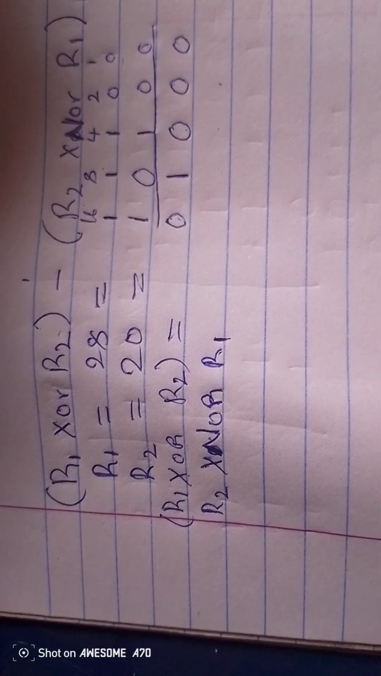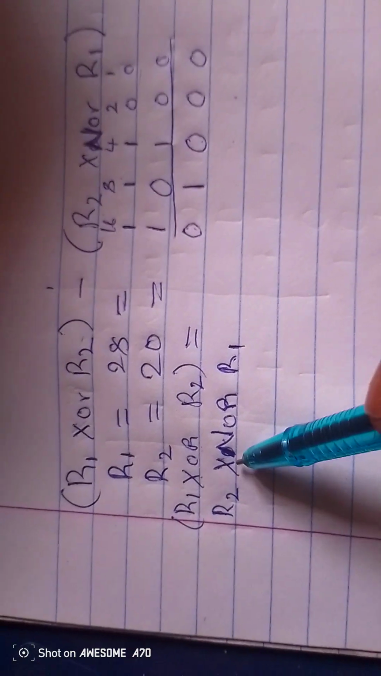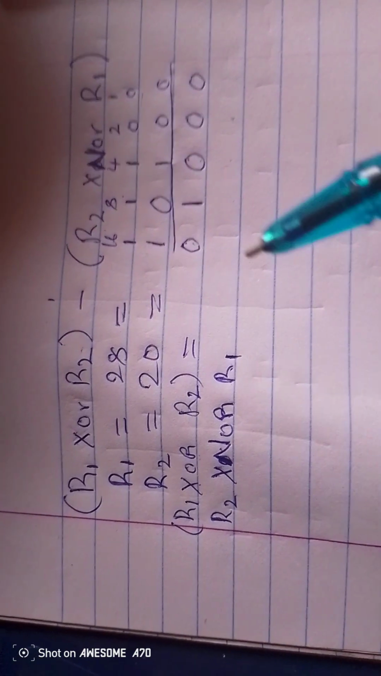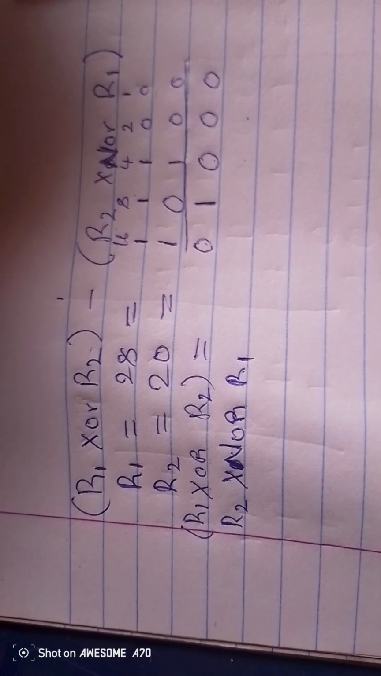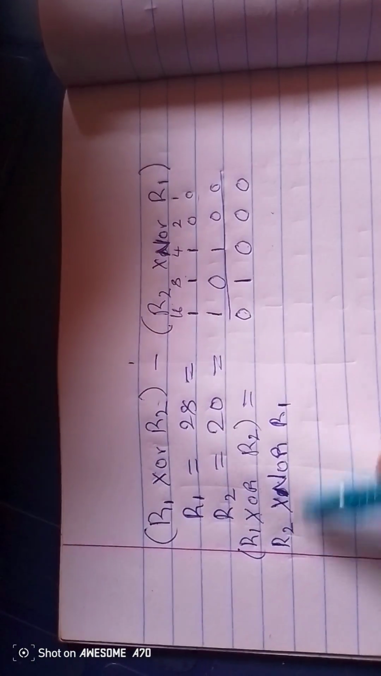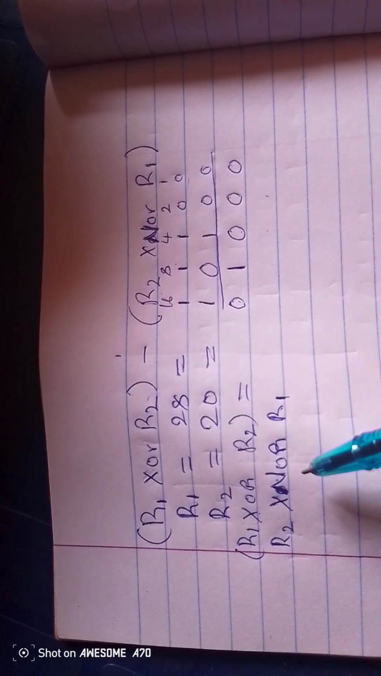If you don't want to use that method, you can say that exclusive NOR is a function that produces a 1 when the inputs are the same. XOR is a function that produces a 1.